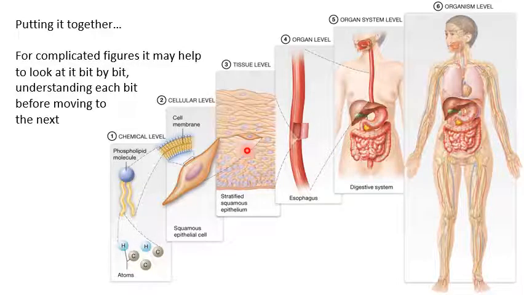Then if you have two or more tissues that are coordinating with each other to serve a function, that gives you an organ. Then if you have multiple organs that are coordinating with each other to serve a really general function, that gives you an organ system. And then all the organ systems in the body form an organism.